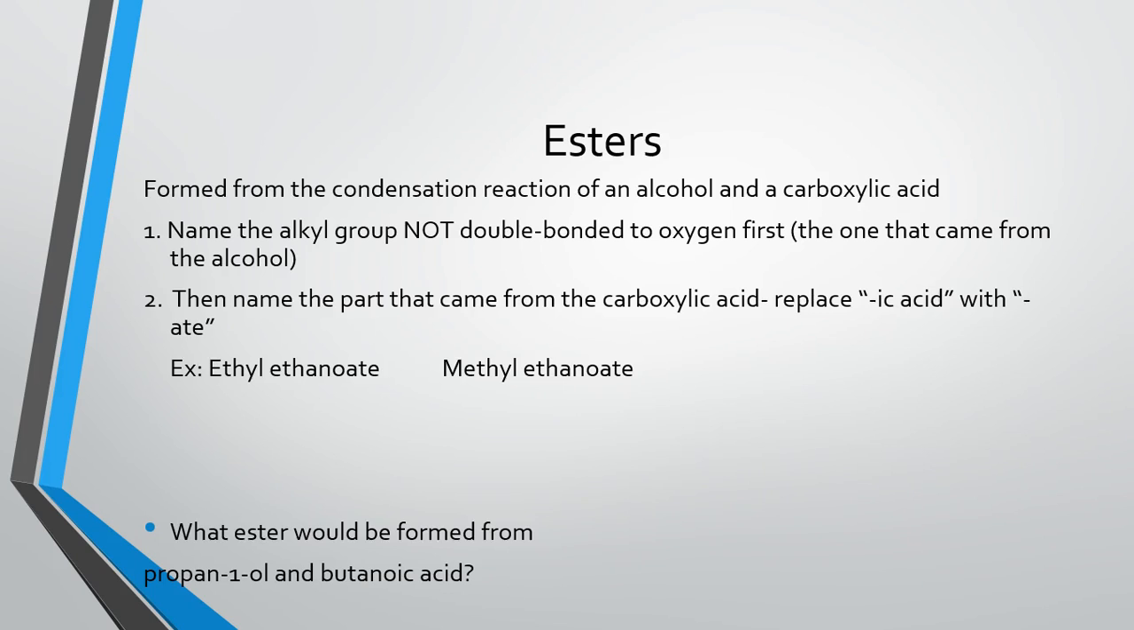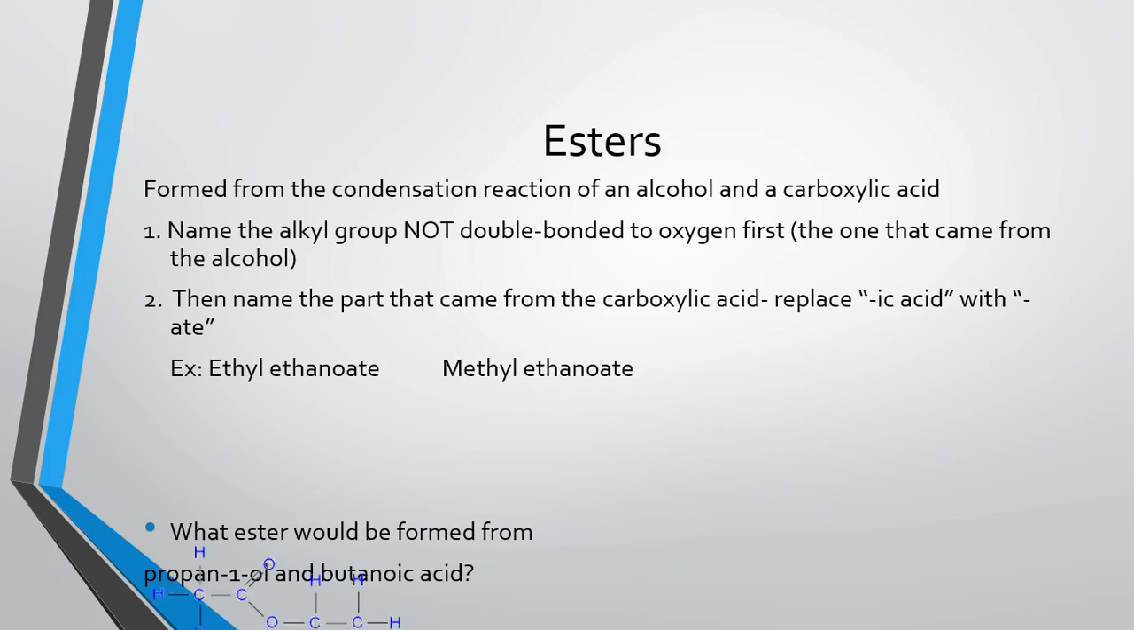So there's going to be 2 alkyl groups, and you're going to see that one is double bonded to an oxygen and one is not. First, you're going to name the alkyl group that's not double bonded to the oxygen. This is actually the one that came from the alcohol originally. Then you're going to name the part that came from the carboxylic acid, and you're going to replace ic acid with ate. The easiest way to understand how to name these is to look at examples.